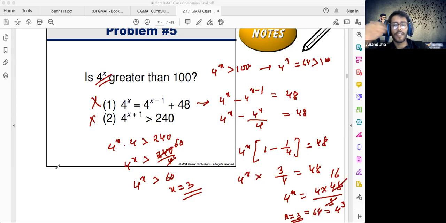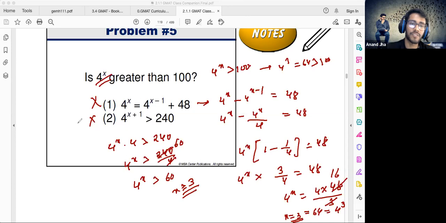Correct. Here we got x equals to 3. In the second case, I have written equal to. Sorry, I didn't see the equality sign. So here I should write x greater than or equal to 3. Correct? x greater than or equal to 3.